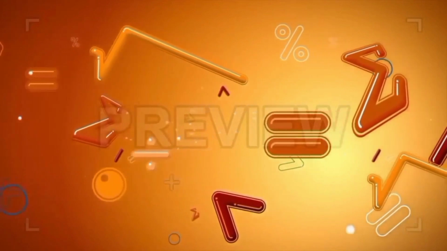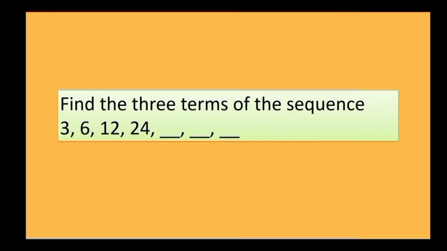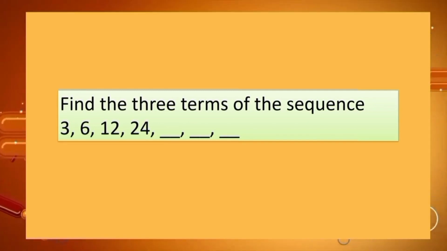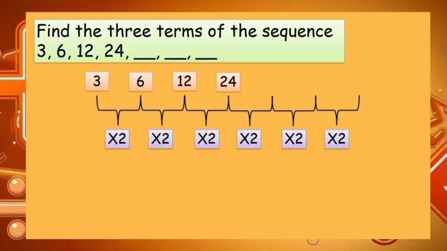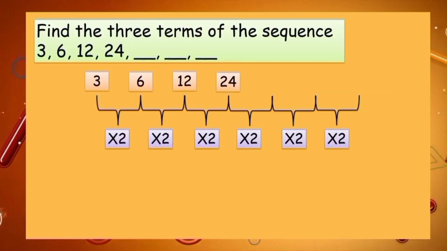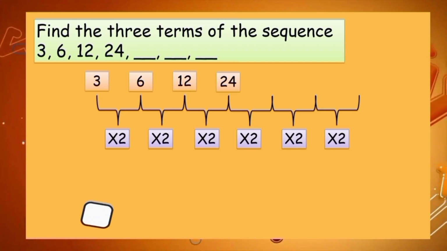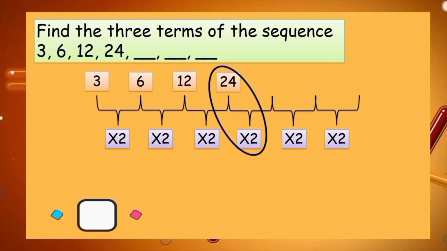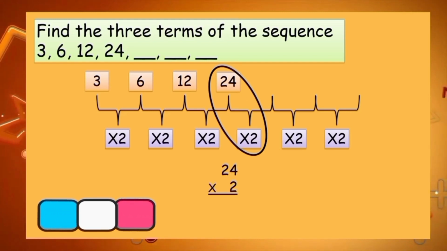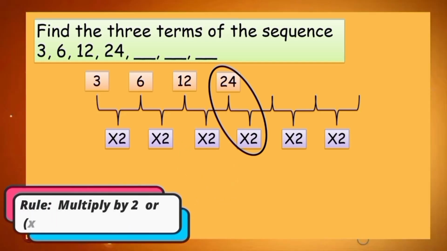Let's move on to the second example. Find the next three terms of the sequence 3, 6, 12, 24. What are we going to do to find the next three terms of a sequence? We just simply multiply by 2. 24 times 2 equals 48.